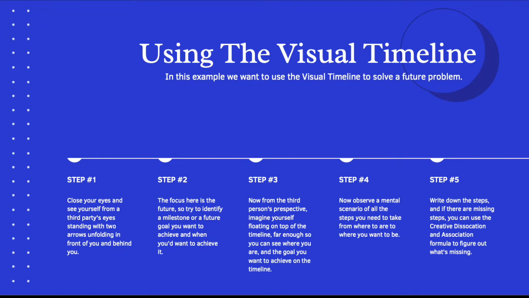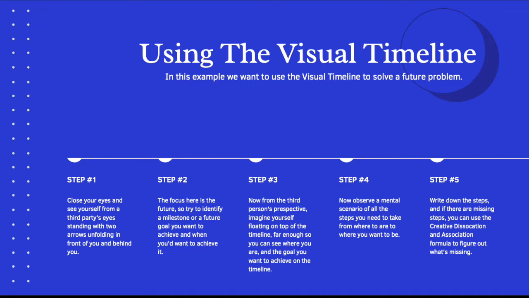And we want to focus, as we said, on the future arrow, the one in front of you. The focus, which is step number two, is the future. So try to identify a milestone or future goal you want to achieve and when you'd want to achieve it. As this version of you floating on top of you, looking at the timeline, maybe you can even see the months written on the timeline. And then you can look far and you can see your milestone, the goal that you're trying to achieve. You can see it, but you're still far from it.